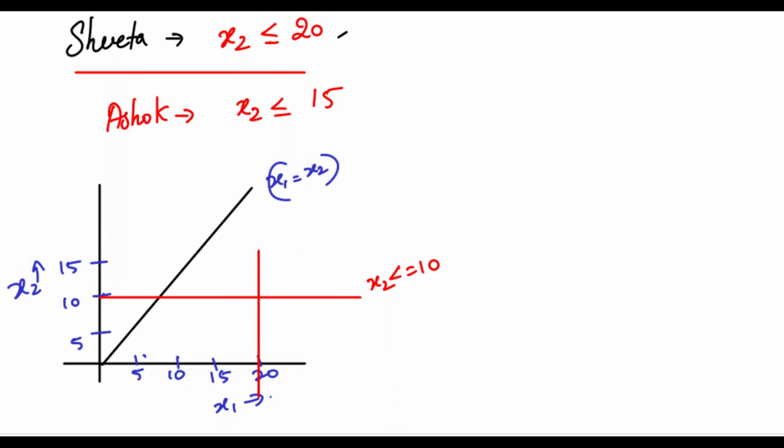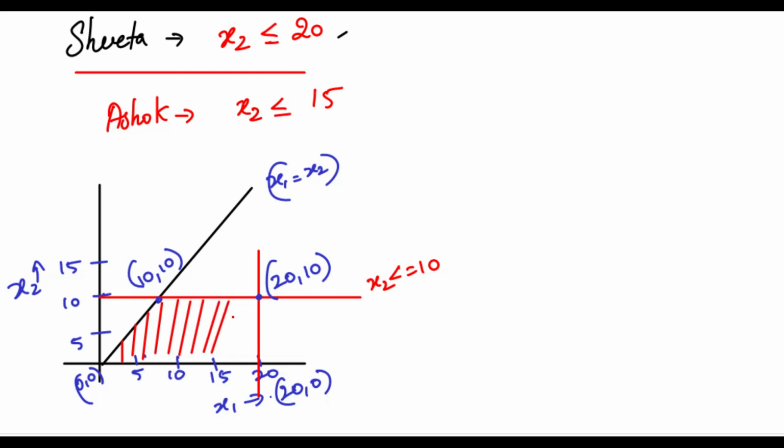So let us point out the values which we get. This point is 10, and x1 is equal to x2, and this is 20 comma 10. This, if you calculate, would be 20 comma 0. And since x1 equals x2, this is going to be 10 comma 10, and this is going to be 0 comma 0. So now let's hatch the feasible region.